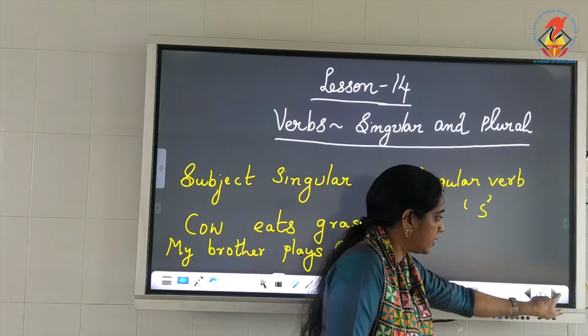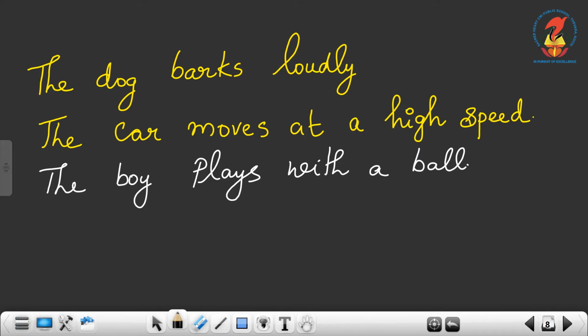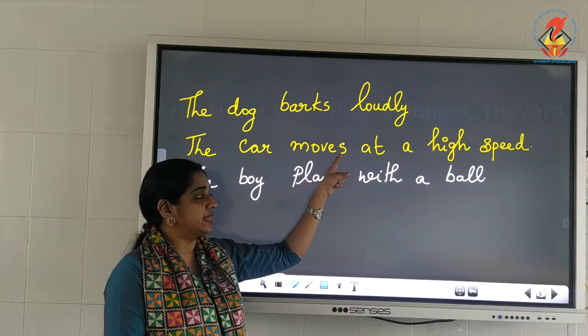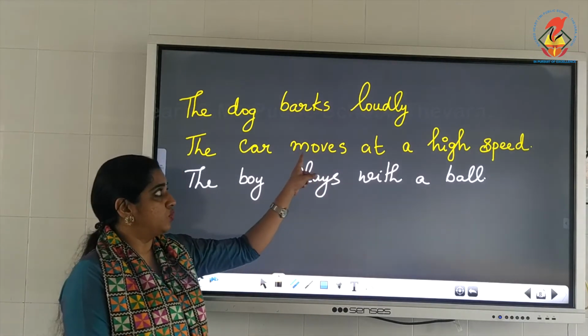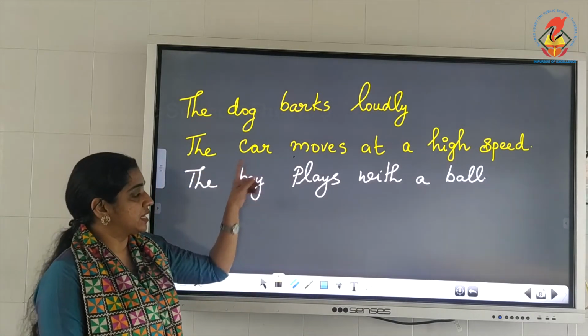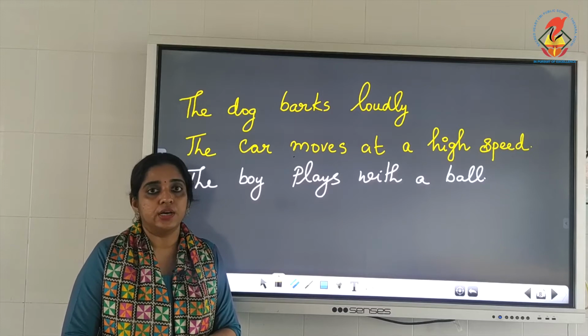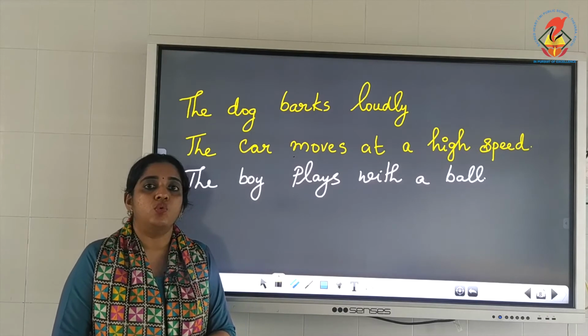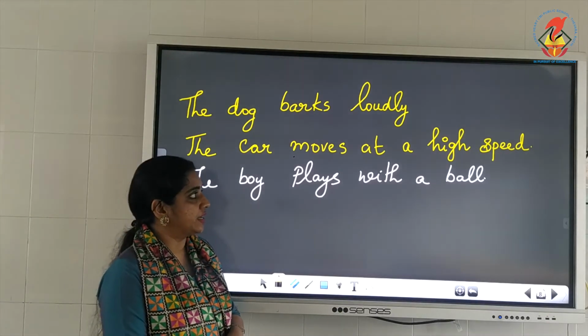Now, the dog barks loudly. Barks. You see one s after the verb? Barks. That is the verb. The car moves at a high speed. You see moves. Why did I use moves here? Why can I not use move? Because here the subject, the car, is singular. So I used one s with the verb, the singular form of the verb.